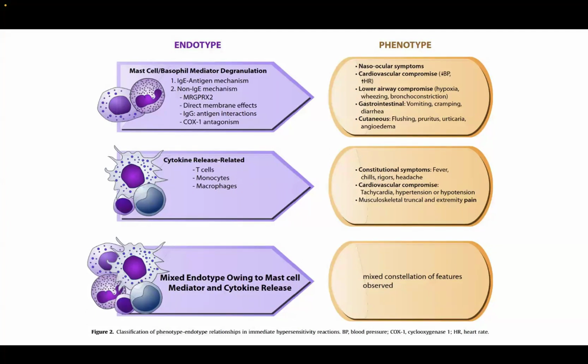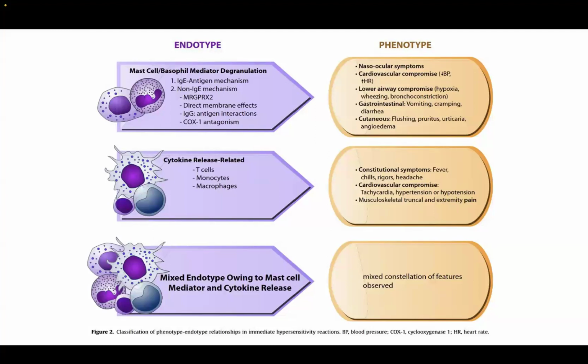In cytokine release-related reactions, it is not mediated via IgE or MRGPRX2. It is mediated by T cells, monocytes, or macrophages, and will end up in multiple cytokine release. I will show you again in the subsequent slide. The phenotype that results is constitutional symptoms like fever, chills, rigors, headache, or cardiovascular compromise like tachycardia, hypertension, hypotension, and musculoskeletal, truncal, and extremity pain.